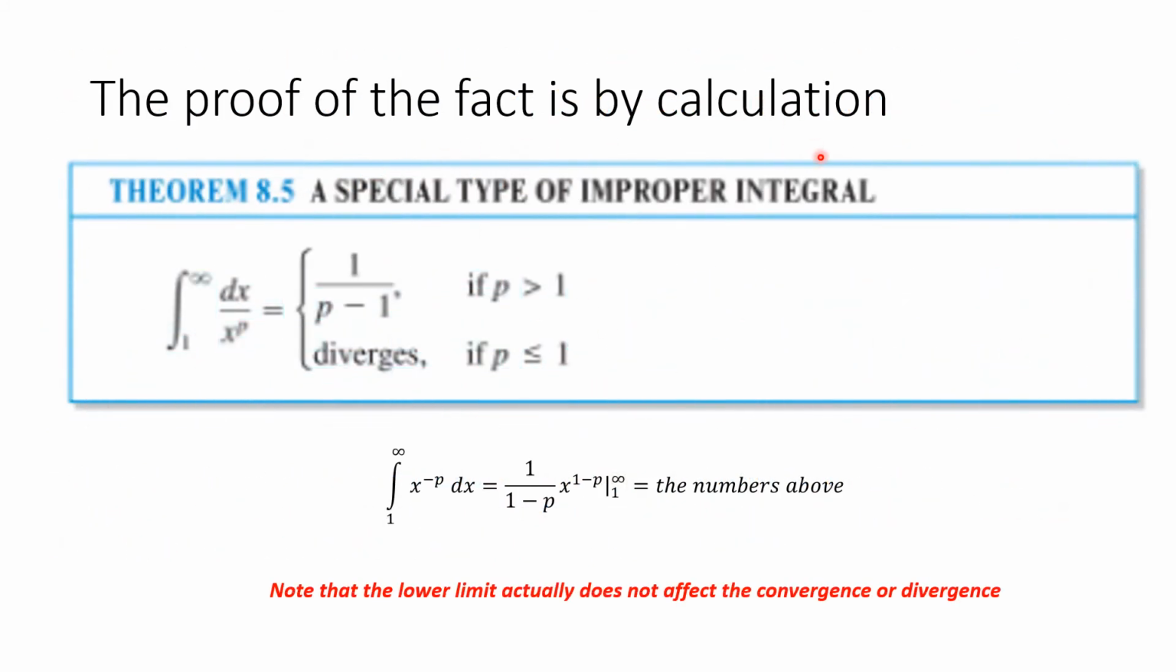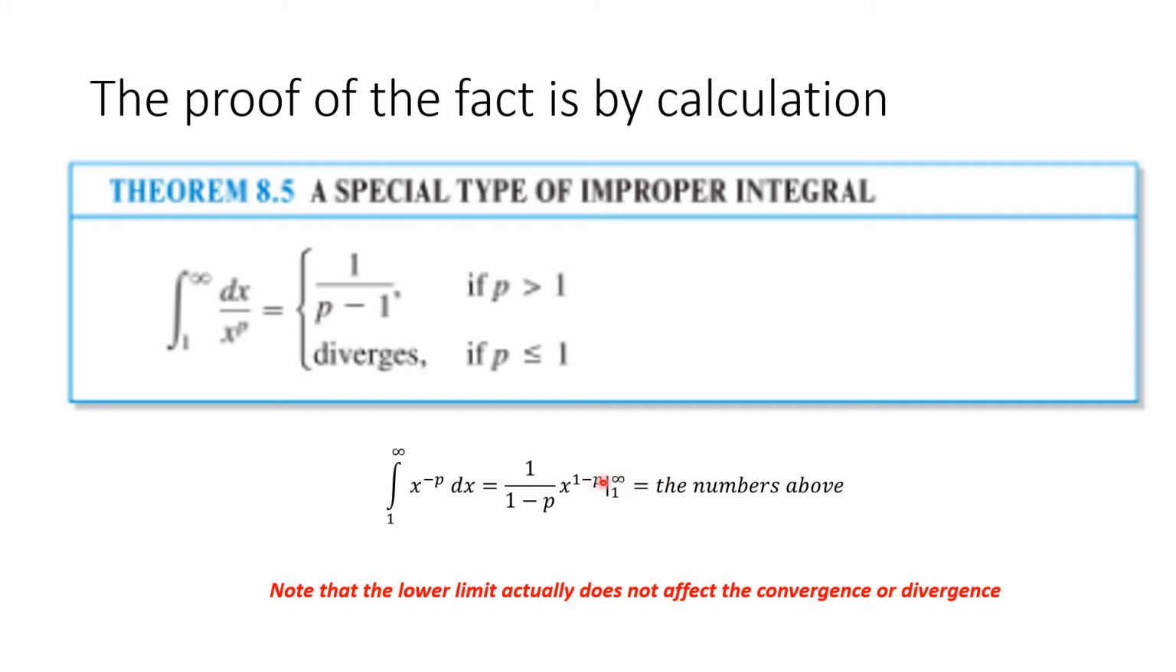And the proof is actually done by a calculation. Let's compute this integral. And I kind of skip some steps here. But what happens is, this is the improper integral from 1 to infinity of x to the minus p dx. So what we do is we add 1 to the exponent. That means instead of minus p, it is 1 minus p, and divide by the new exponent, that's 1 minus p.